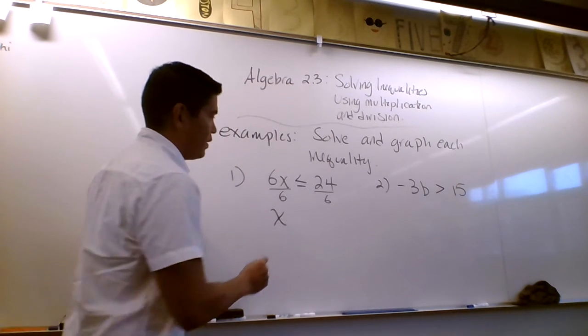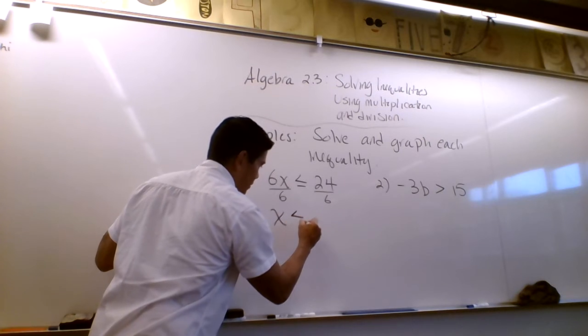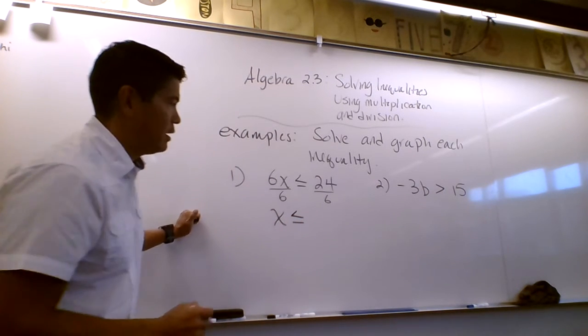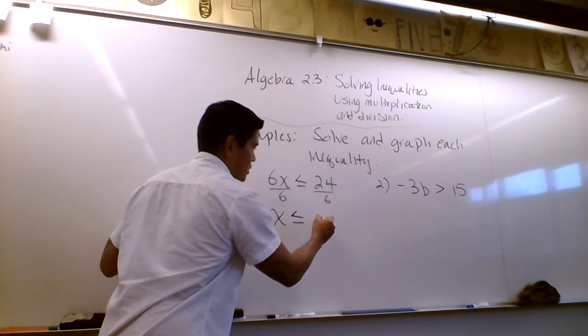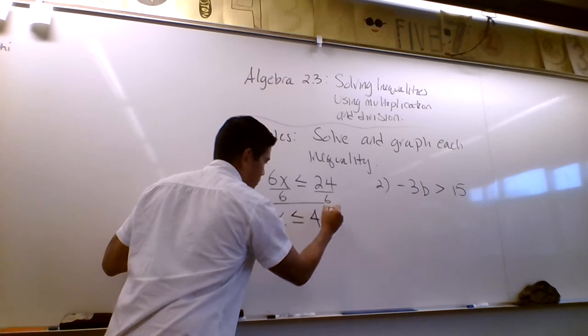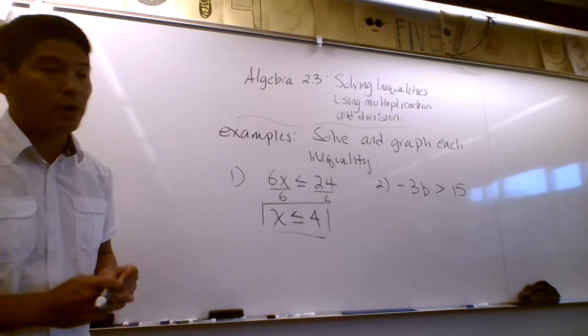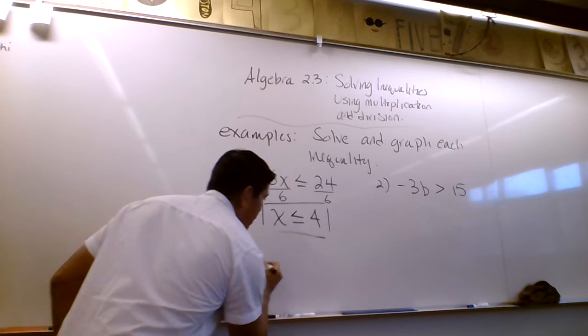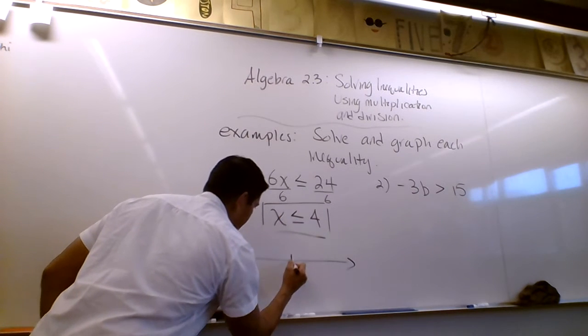Left side, we're left with x. We started with less than or equal to. We keep it exactly the same. x is less than or equal to, and 6 goes into 24 4 times. So x is less than or equal to 4 is the solution to the inequality, and then we can graph that as well.